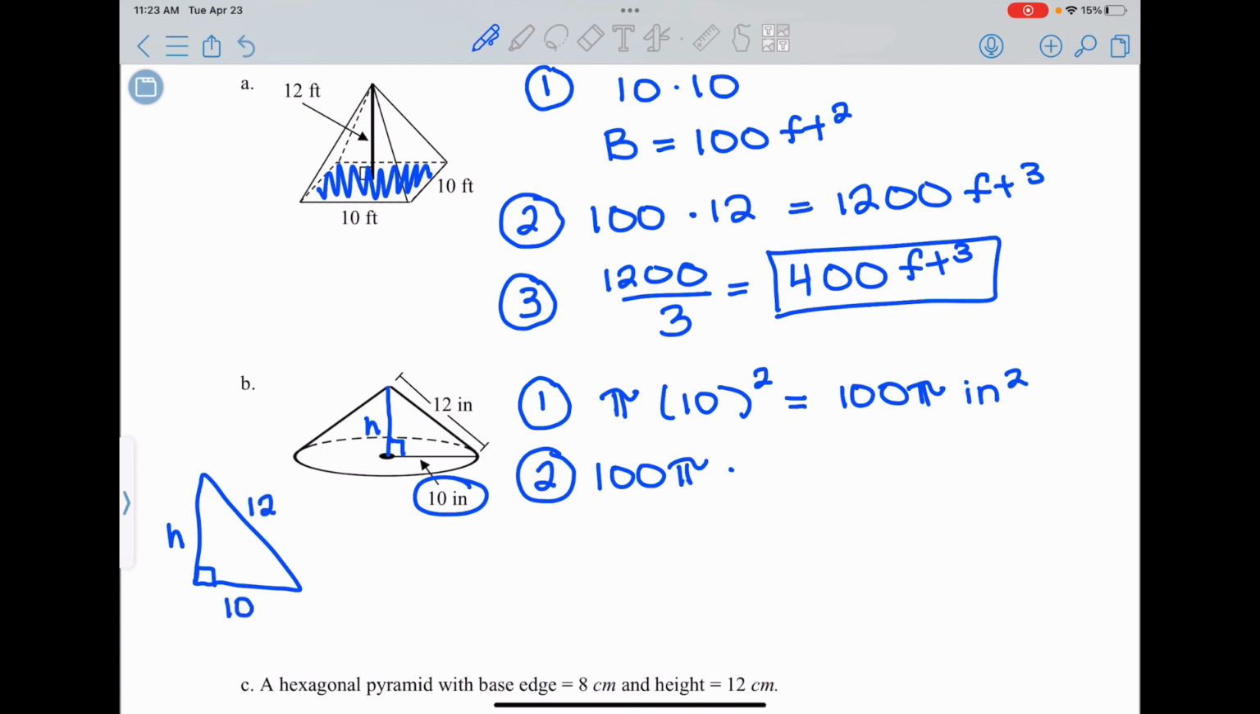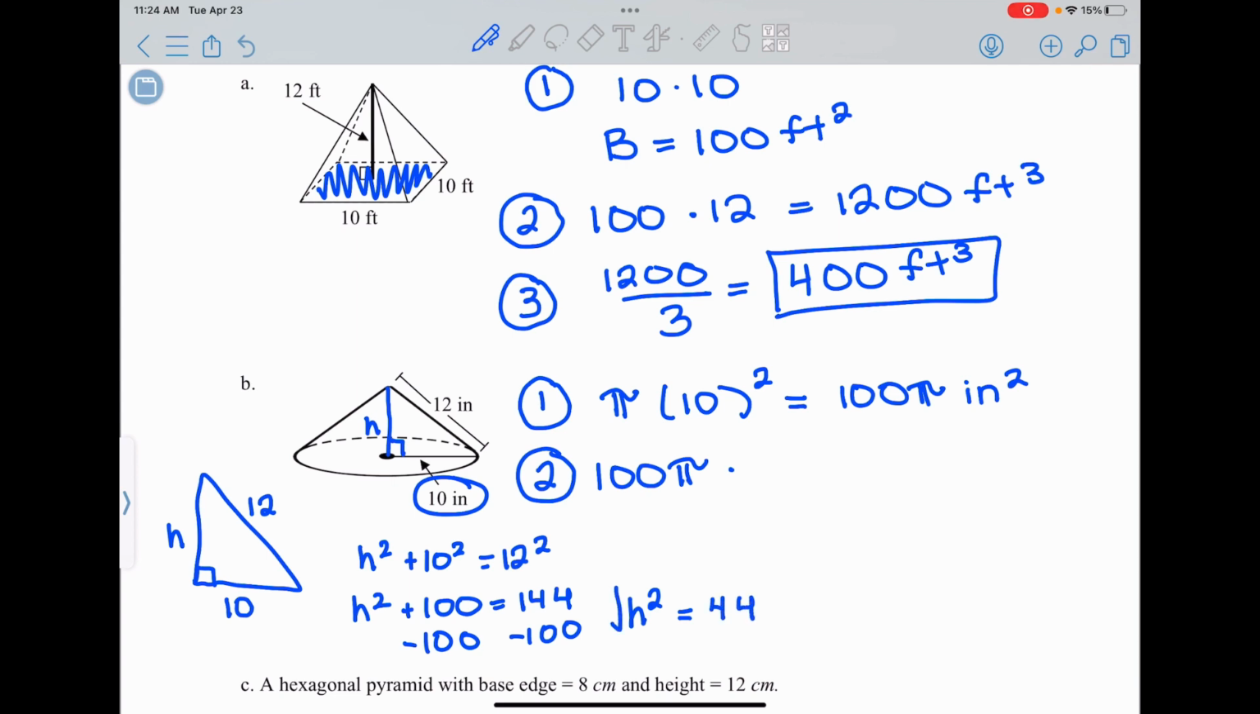And if I know 2 sides of a right triangle and I need to find the third, I can use the Pythagorean theorem. So h squared plus 10 squared equals 12 squared. 10 squared is 100, and 12 squared is 144. In order to get h by itself, I need to subtract 100 from both sides. And lastly, to get rid of the square, I square root both sides. And I get that the height of my cone is 6.63 inches.